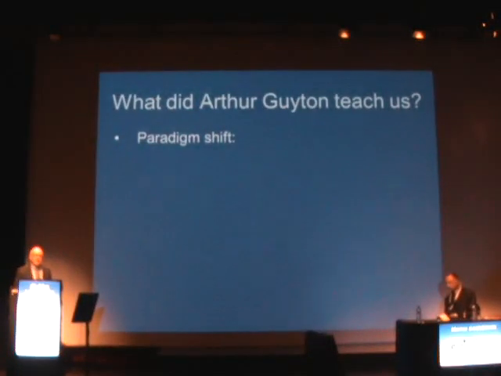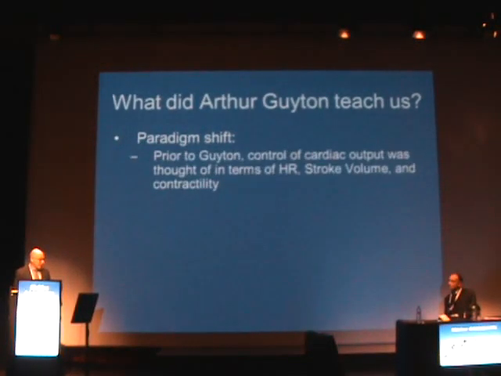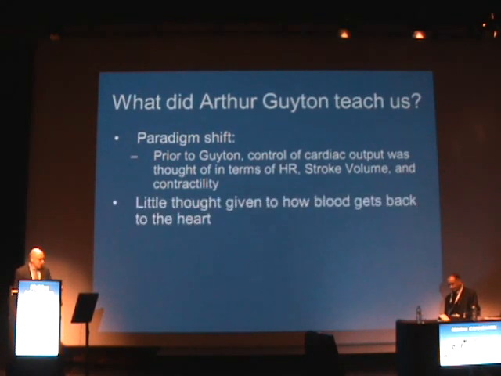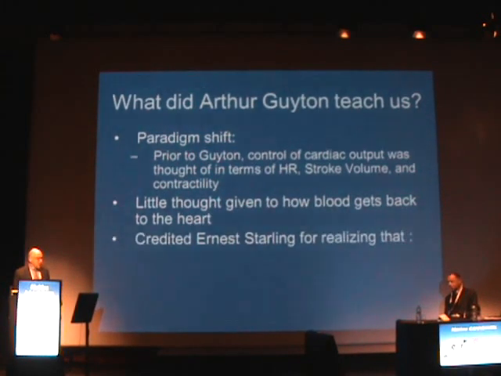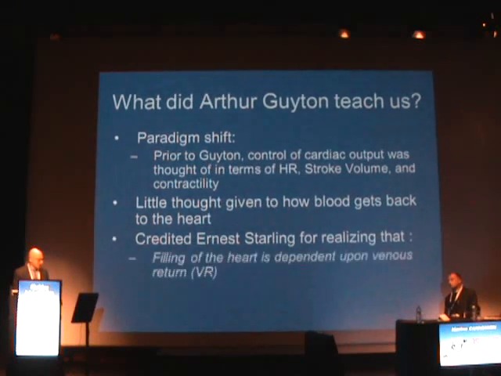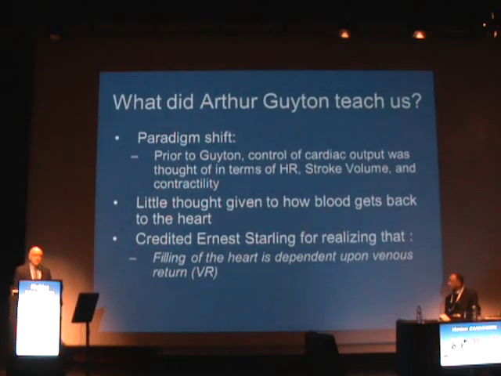He actually created a significant paradigm shift. Prior to Guyton, the control of cardiac output was thought of in terms of heart rate, stroke volume, and contractility. That's how you decide, did you get more in or out. Little thought was given to how blood actually gets back to the heart. He actually credits Ernest Starling for realizing that filling of the heart is dependent upon what comes back, the venous return. So this is actually a very old concept that seems to get lost between the turn of the 20th century and then until back up to the 50s or 60s of the 20th century.